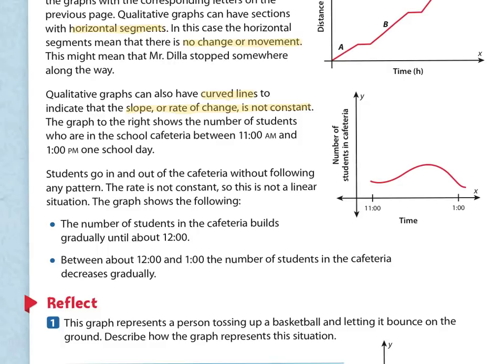Keep in mind that whenever you guys go to lunch, then the line is going to be a little longer, and then when you tell them that lunch is almost over, then it's going to again get filled up. And it says the students go in and out of the cafeteria without following any pattern. The rate of change, the rate is not constant, so this is not a linear situation. The graph shows the following. The number of students in the cafeteria builds gradually until about 12, and between 12 to 1, the number of students in the cafeteria decreases gradually.